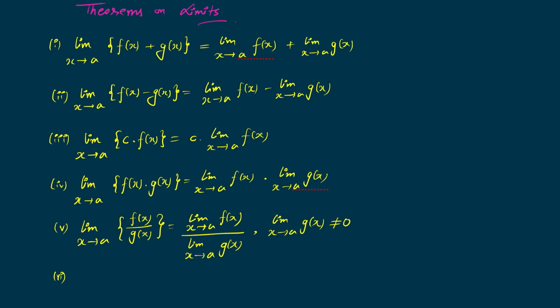Here one thing we should note is that the denominator, that is limit extends to a g of x, should not be equal to 0. Okay, and lastly in number 6, suppose there are two functions f(x) and g(x). Okay, and if f(x) is less than or equal to g(x), then we can write limit extends to a f of x will also be less than or equal to limit extends to a g of x.